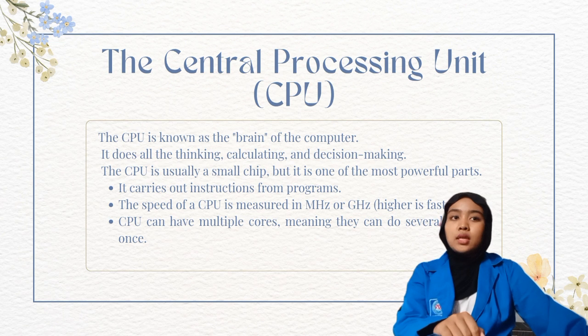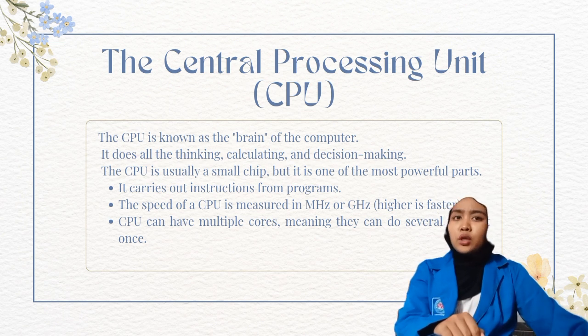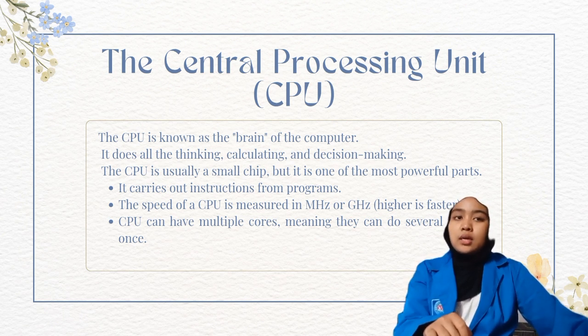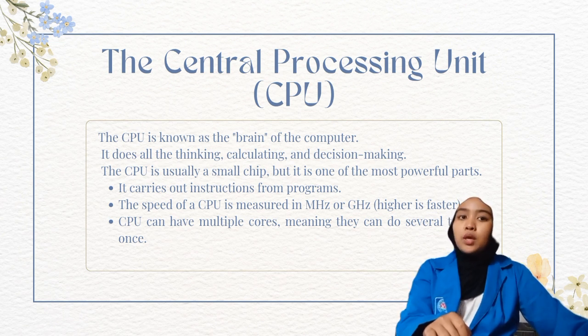Next, the central processing unit, or CPU. The CPU is the brain of the computer. It does all the thinking, calculating, and decision making. The CPU is usually a small chip, but it is one of the most powerful parts. 1. It carries out instructions from programs. 2. The speed of a CPU is measured in MHz or GHz. Here are the features. 3. CPUs can have multiple cores, meaning they can do several tasks at once.